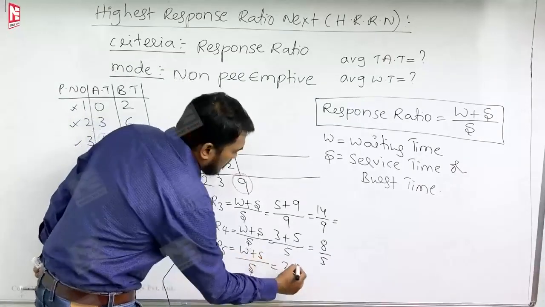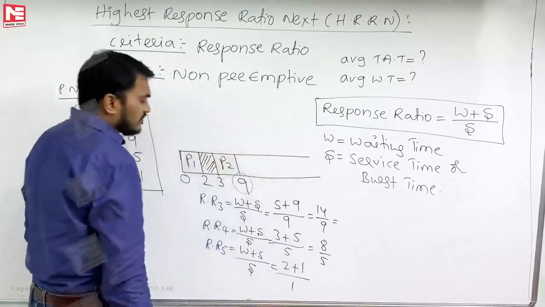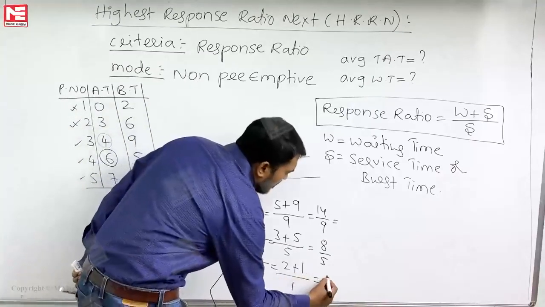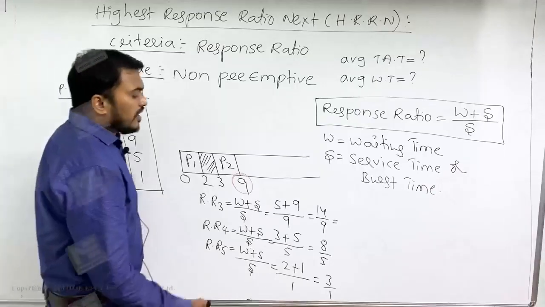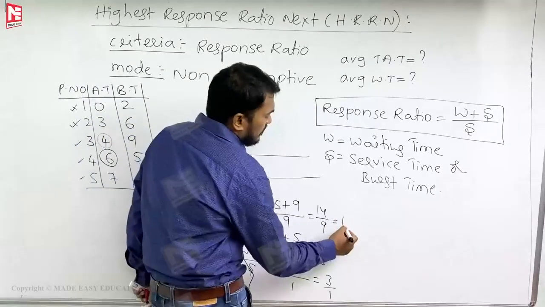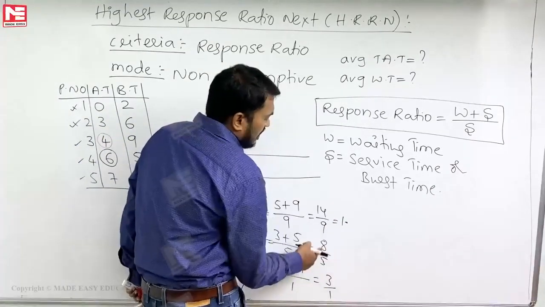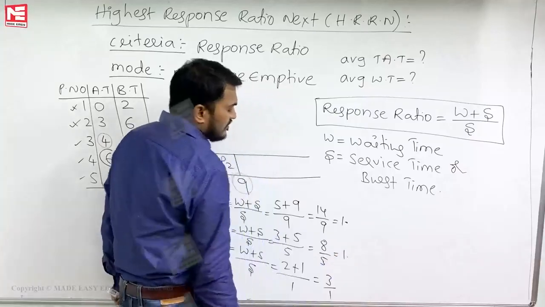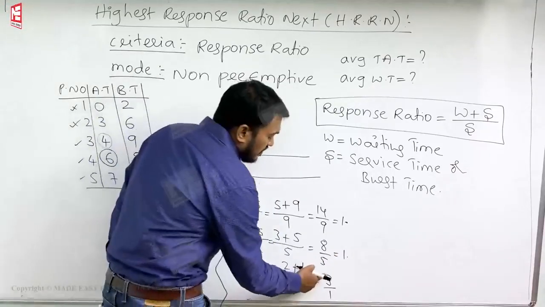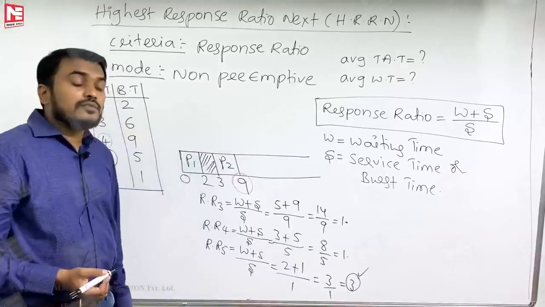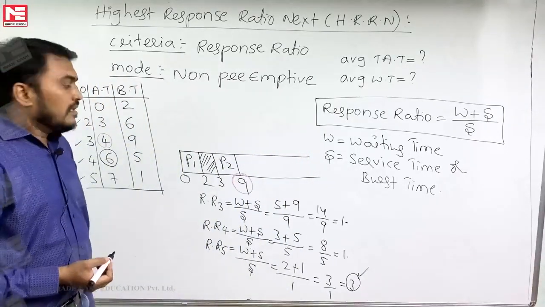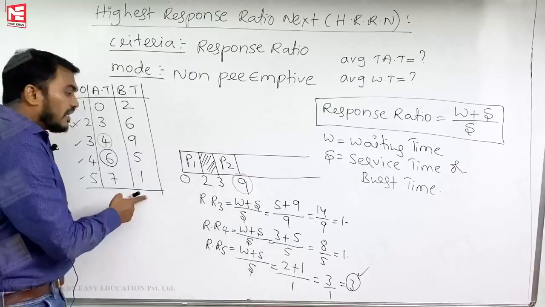So now understand here. 1 divided by 1. Okay. So now this is how much here? 3 divided by 1. Now understand all these values here. 14 divided by 9, so you get 1 point something here. And next 8 by 5, that also you get 1 point something. But coming to this 3 divided by 1, that is how much here? 3. So who is having the highest response ratio here? P5. Listen carefully. So P5 is having the highest response ratio.